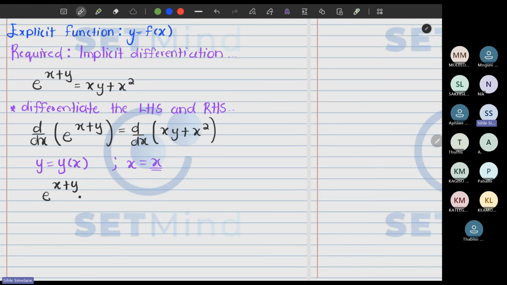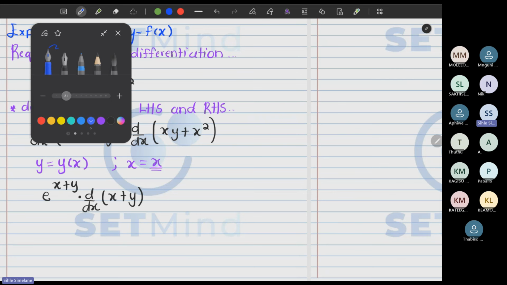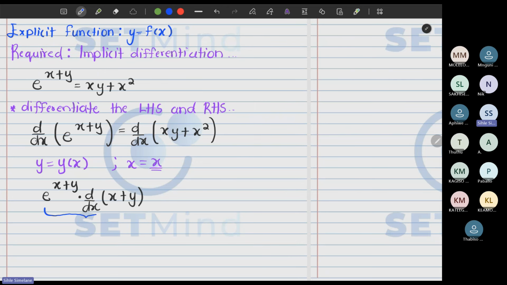Remember, when you're differentiating e to the power of something, the answer becomes e to the power of whatever that thing is, multiplied by the derivative of whatever we see on the exponent. This part here, guys, speaks to a rule which we learned when we were doing differentiation, which was the chain rule.